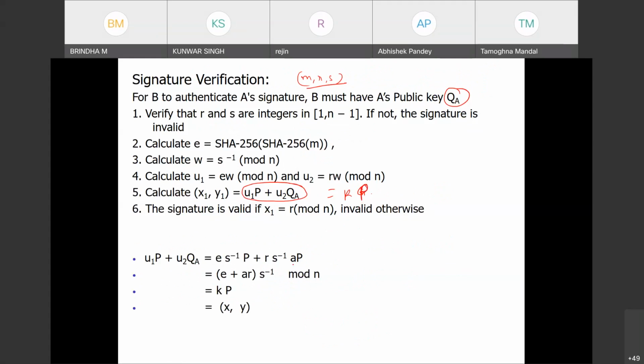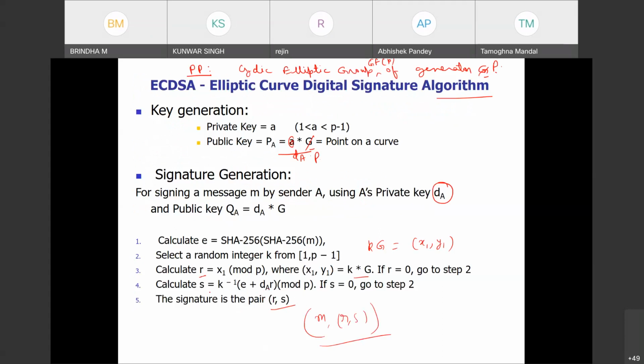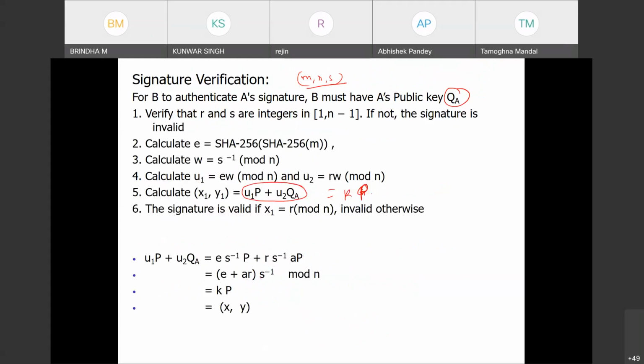So now P is the generator here. If you do this one, take common as E plus AR S inverse. And this, if you see, E plus AR will be equal to, you can see in the previous case, E plus S into K. So the S's get cancelled, KP. So this P also is there. KP. So this is correct. This comes out to be KP, so with that one, it will verify.